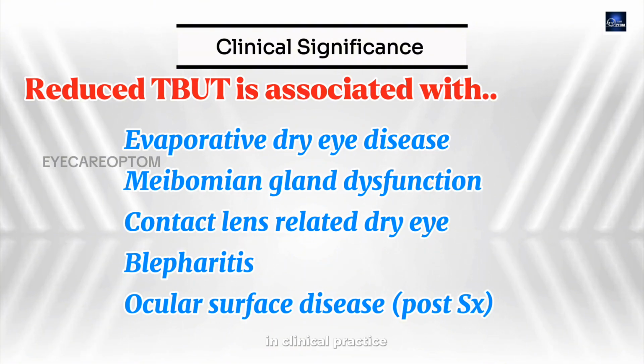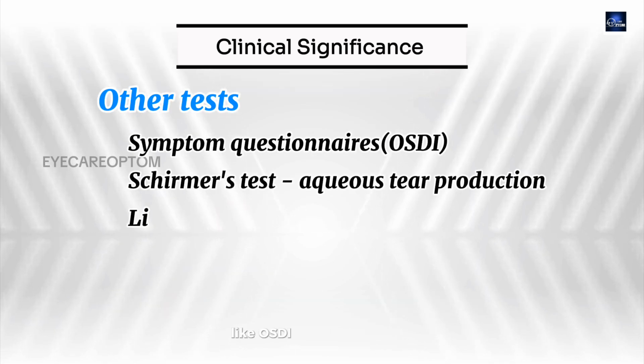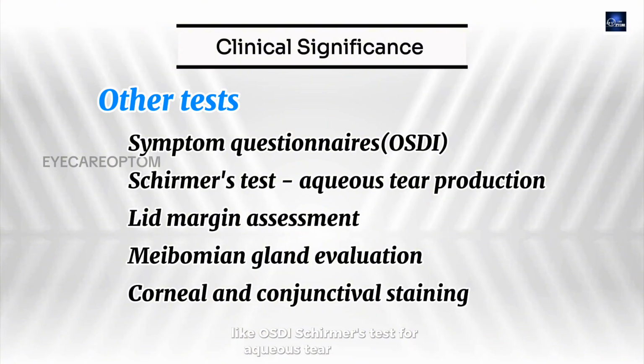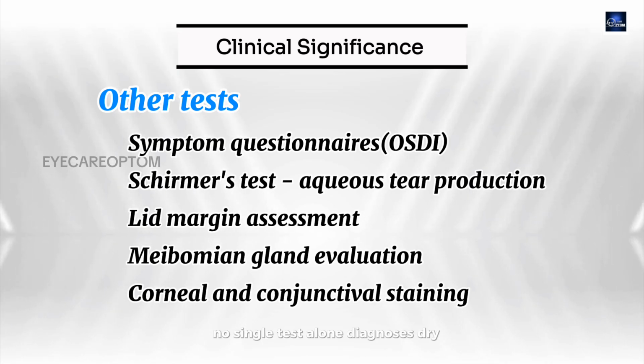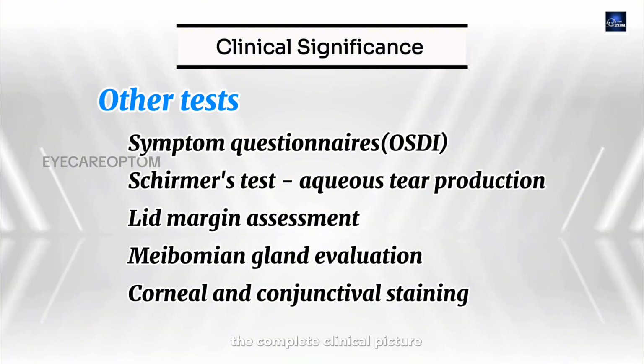In clinical practice, TBUT is always combined with other tests for a complete dry eye assessment, including symptom questionnaires like OSDI, Schirmer's test for aqueous tear reduction, lid margin assessment, meibomian gland evaluation, and corneal and conjunctival staining. No single test alone diagnoses dry eye. TBUT is one important piece of the complete clinical picture.